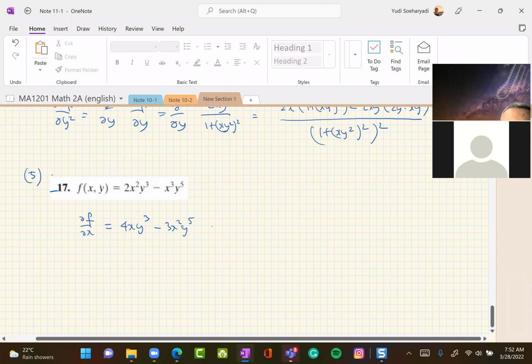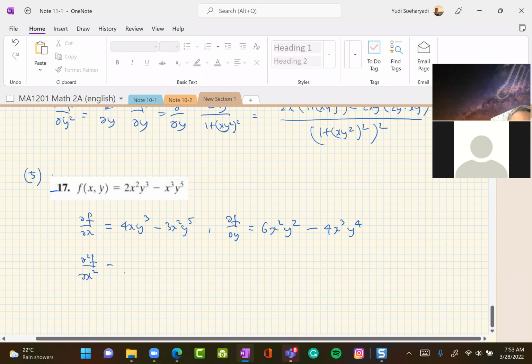While df over dy is, let's see, so 6x squared has become y squared. So, minus, this is constant, x cubed, derivative of this, y to the fifth, 4 of them, so 4. Okay, so now let's compute this one.